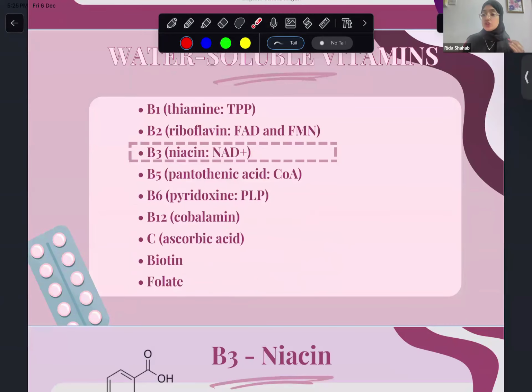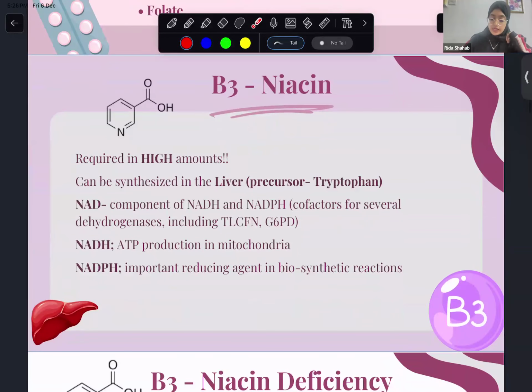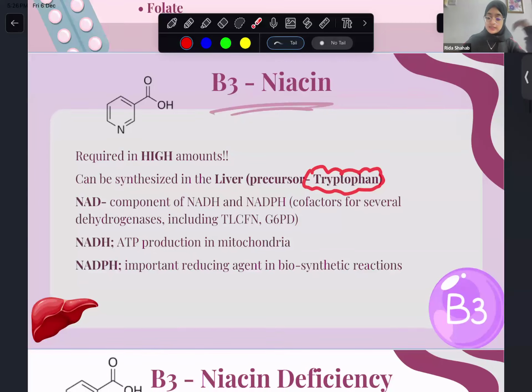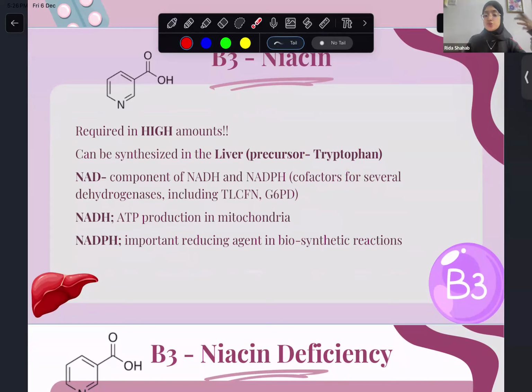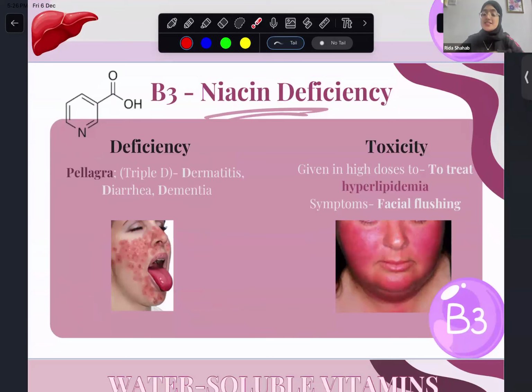Okay, we have B3, which is niacin. NAD+ is our coenzyme, and it's required in high amounts, and it can be synthesized in the liver. So our precursor for niacin is going to be tryptophan, okay? And it gives rise to NADH and NADPH, which are our main coenzymes. And we know NADH is for ATP production in the mitochondria, and NADPH is an important reducing agent in biosynthetic reactions, okay? This is very important too. Niacin deficiency causes pellagra. Very, very important. It's a very high yield concept. They usually ask about it.